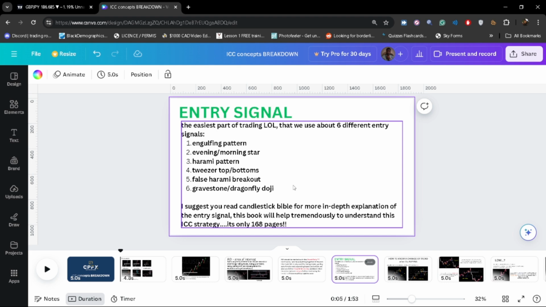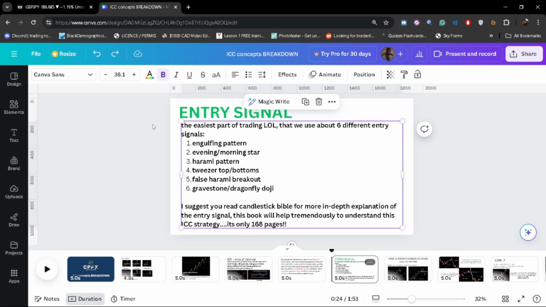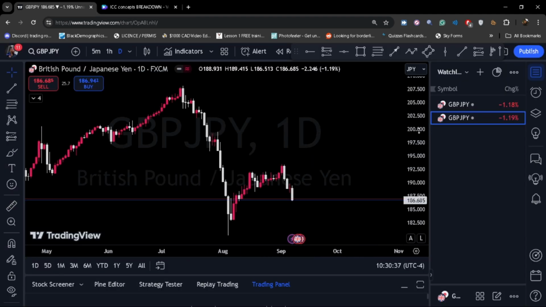So basically guys, I suggest you read the Candlestick Bible, because it will definitely help you understand much more in depth about my entry signals and really help you understand the ICC concepts in general. But back to my analysis.